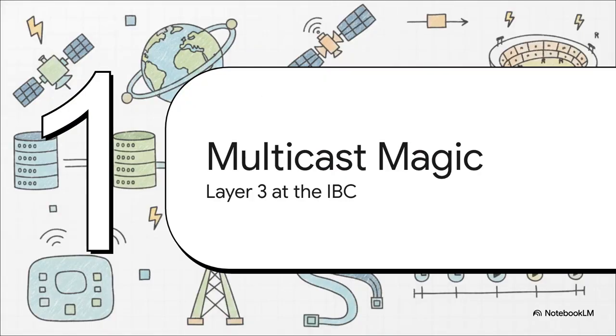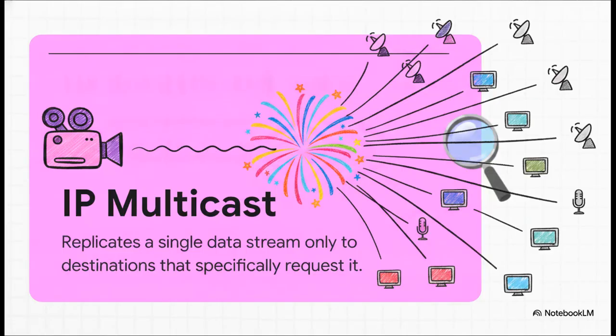The IBC and multicast magic at Layer 3. Now that our data has finally reached the broadcast center, we face a massive distribution challenge. Think about it. If you have 100 different broadcasters who all want the feed from camera A, sending 100 individual streams would just instantly choke the entire network.